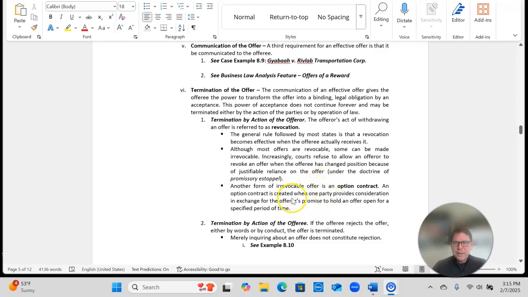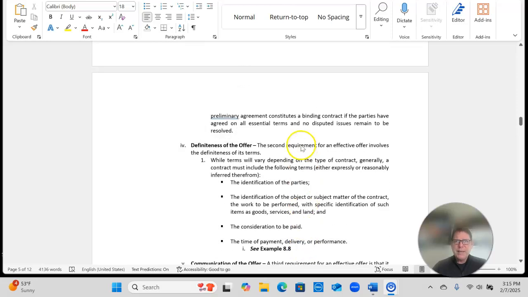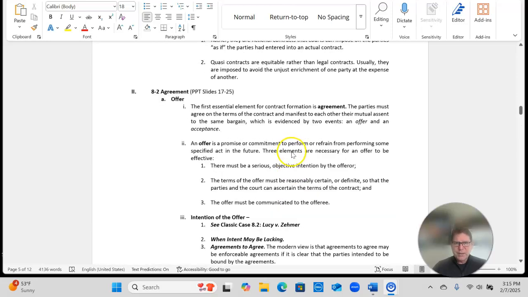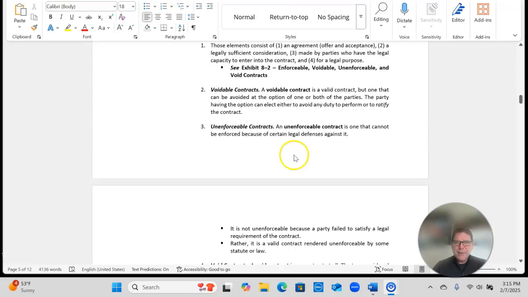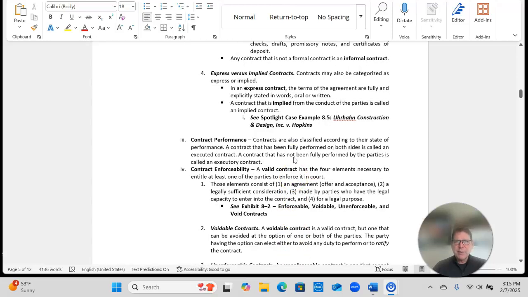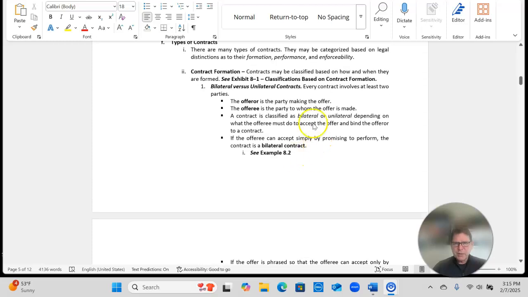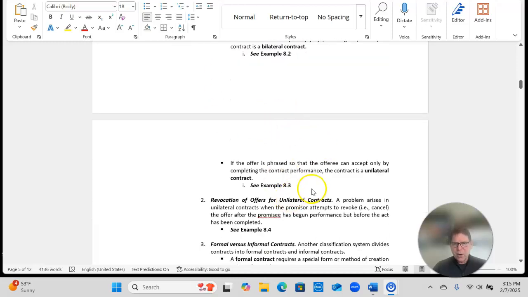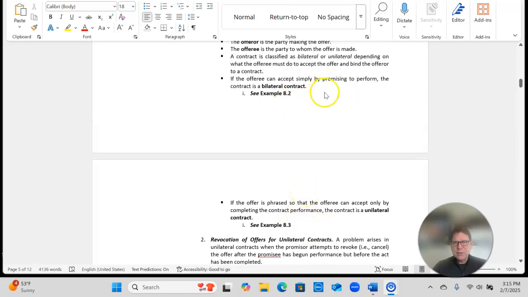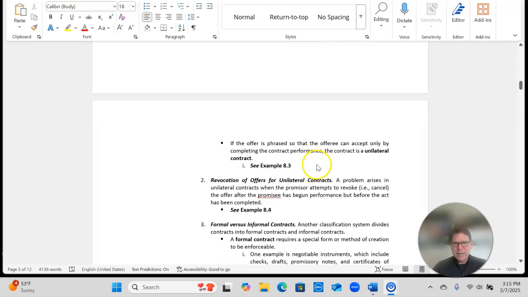Now, I'm going to scroll back up here, because they tried to talk about this too early, I feel, in the outline. We're going to look at this concept of bilateral and unilateral as it relates to revocation of offers. They started to talk about it here, but I think it was too early. Now that we've defined offer, and we want to talk about revocation of those offers, we need to understand revocation of bilateral versus unilateral offers.